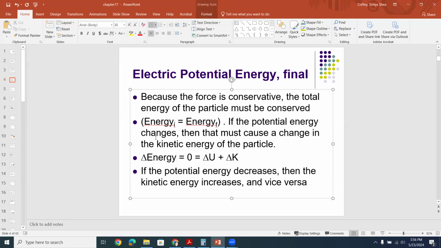So if the potential energy changes, remember that our mechanical energy is the sum of kinetic plus potential energy. The kinetic energy is the energy of the motion, and the potential energy is the energy associated with the conservative force, right? So here we have the change in the energy. If the initial energy equals the final energy, then the delta energy would be 0. And that delta energy would mean that it's the sum of the change in the kinetic and the potential energies, or delta U plus delta K, right? Now, what that means is that if the potential energy decreases, then the kinetic energy has to increase by that same amount, and vice versa, okay? That's what that means.